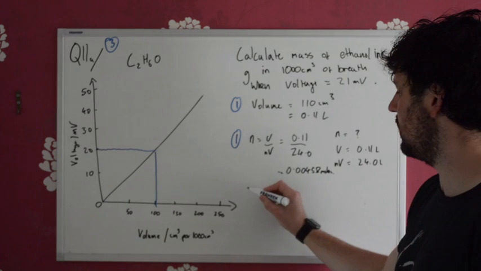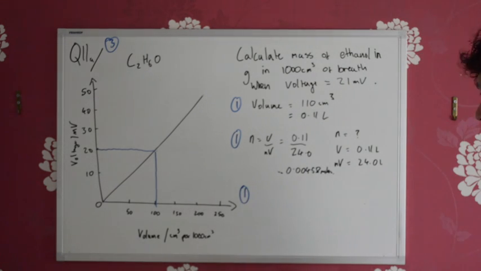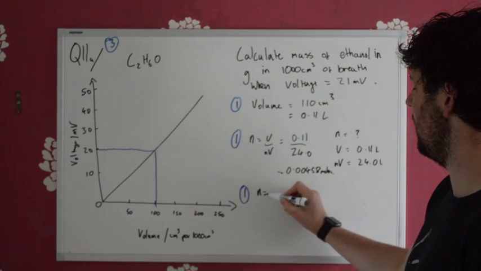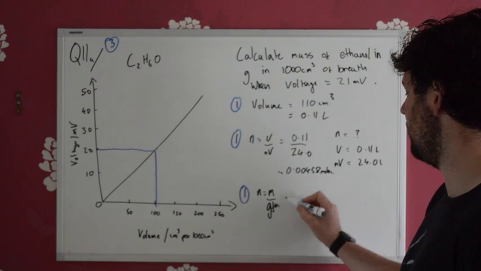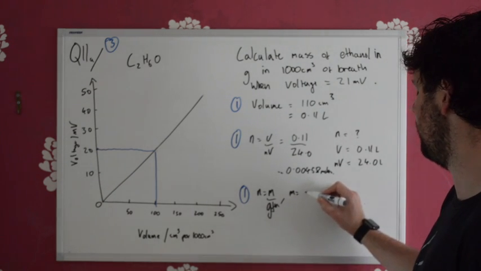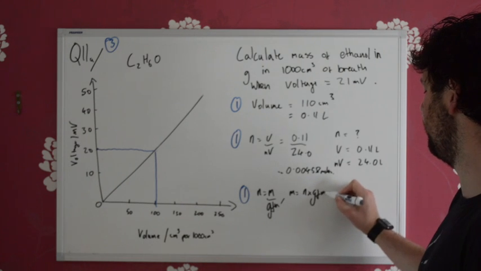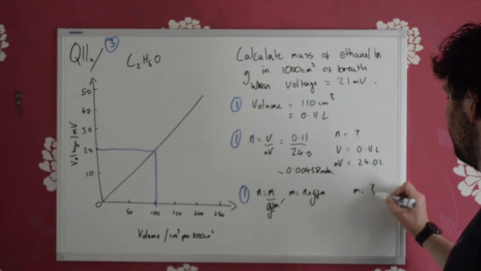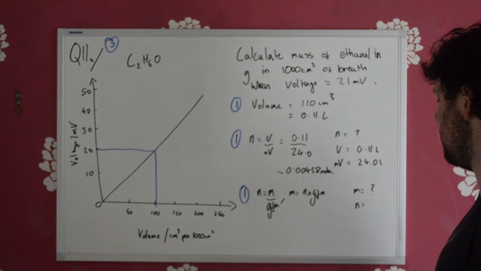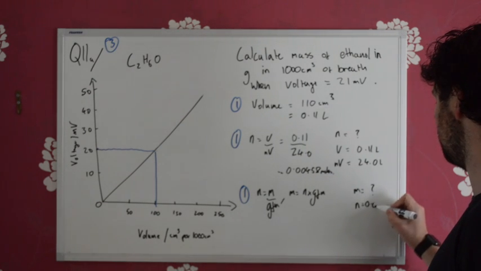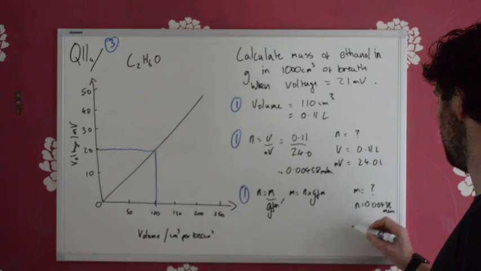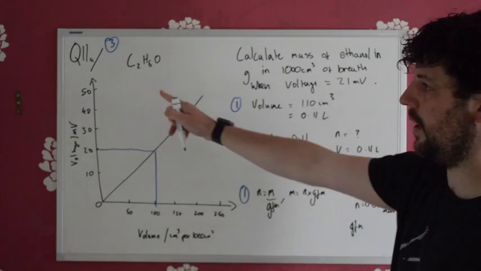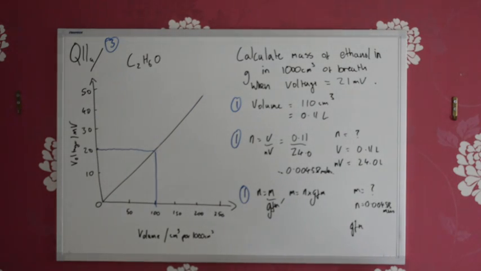So this is the third mark for the question. We need to use a formula that you already know. We need to use n equals m over GFM. We need to rearrange that so that we've got m equals n times GFM. So m is what we're looking for. n is equal to 0.00458 moles, and the GFM we can work out from ethanol's molecular formula.